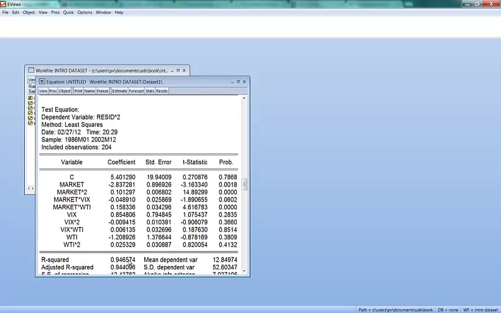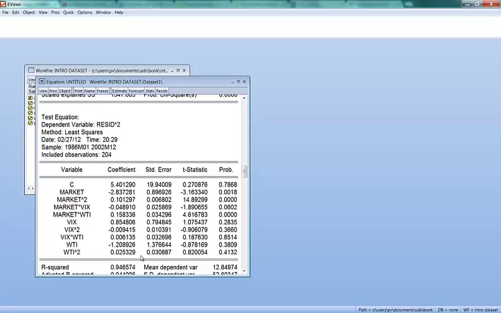The R squared of this auxiliary regression should be 0. In fact, it's almost 1. So these are both strong indications that there is heteroskedasticity.